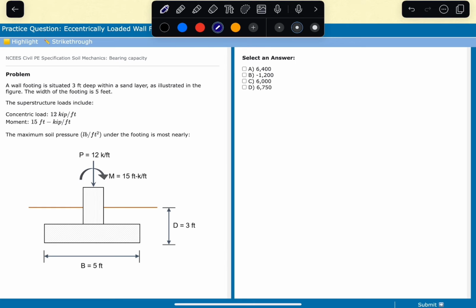Today we are looking at an eccentrically loaded wall footing. This problem is accessible on the PE Genius platform, www.pegenius.com, with lots and lots of other problems.